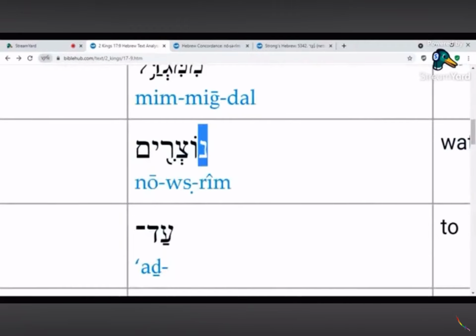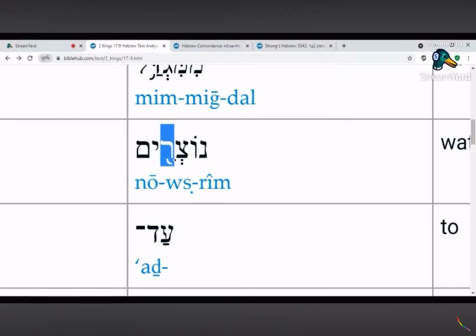There's the N, the first letter. And then we've got the O. This is a W, a Vav. I'm not sure if I can select it right now. There it is. That's a Vav, an O. This is a TZ, Tzadi it's called. And this is the R.